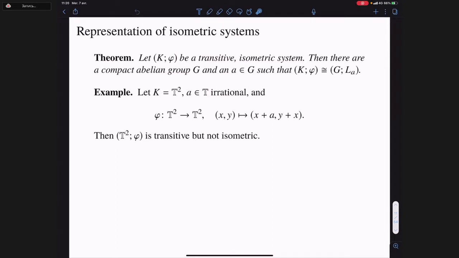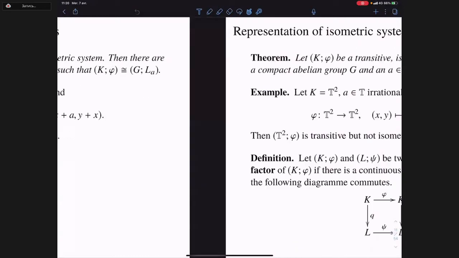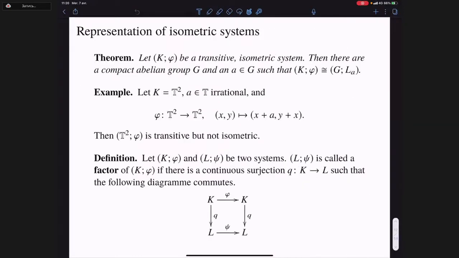Okay, if one wants to make this more formal, one has to introduce what it means to speak of quotients of dynamical systems. And this is the following definition. If you have two dynamical systems, (K, φ) and (L, ψ), then the second system is called a factor, which is another word for quotient, of the first system, if there is a continuous surjection between these compact spaces, such that, well, the canonical diagram that you want to draw has to commute.